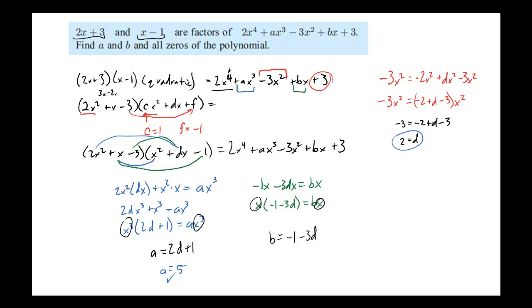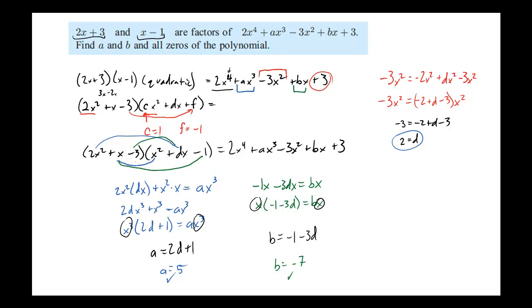And I can also do b, because b is equal to negative 1 minus 3 times d. If d is 2, that would be negative 6. Negative 1 minus 6 is negative 7. Woohoo! And so now I've got the whole thing, right? So I have the whole formula. I found a and b. Check, check. And then the last thing is it asks me to find the zeros of the polynomial.